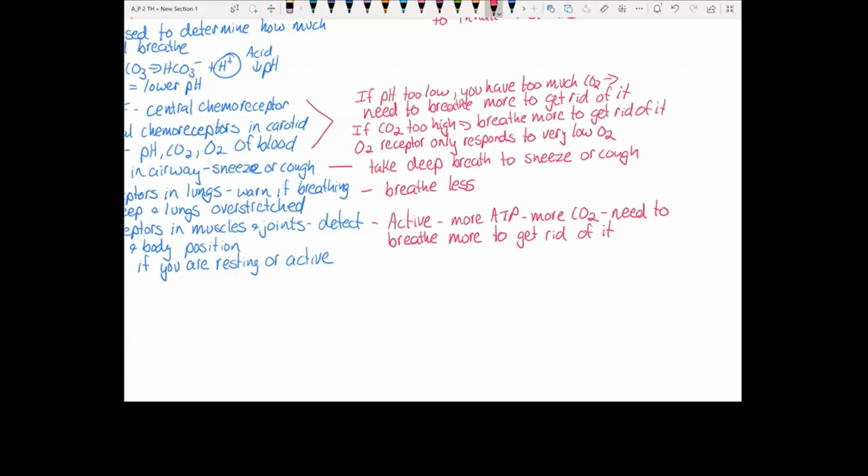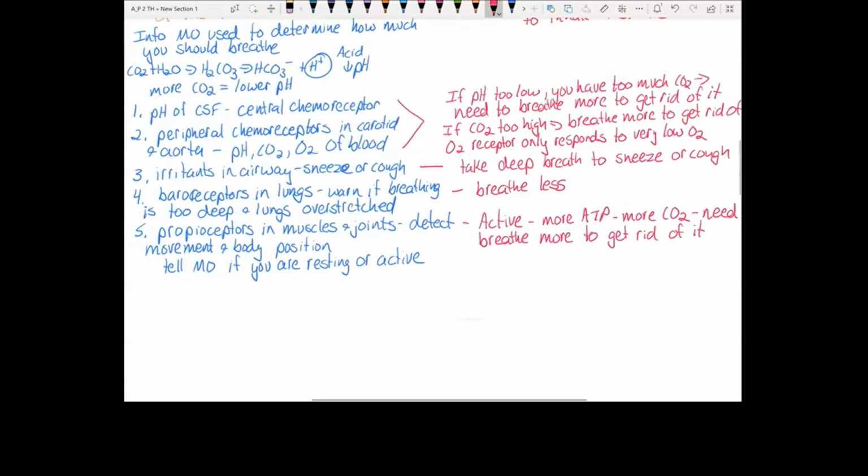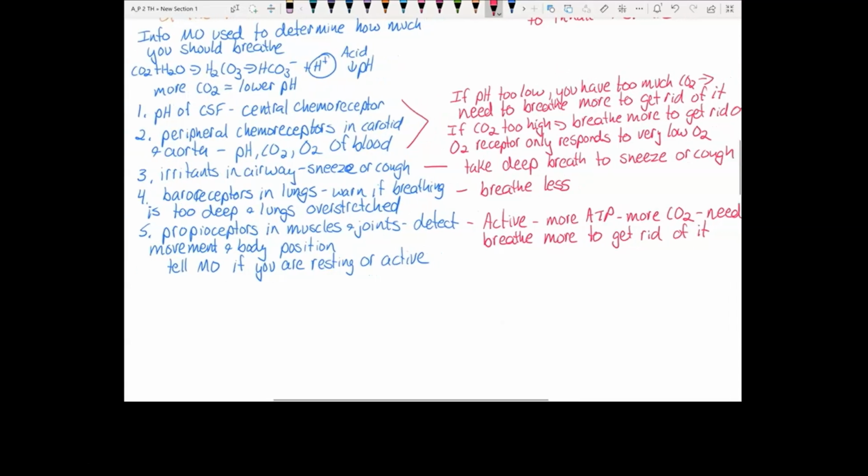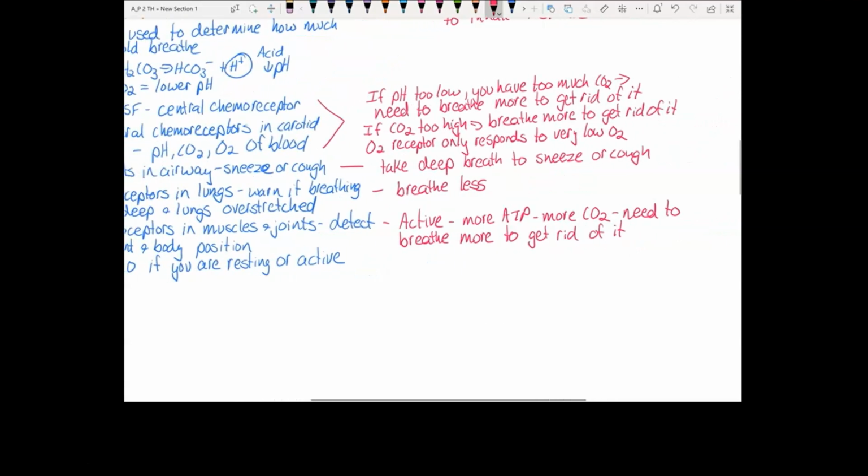So the main thing that you're doing here with like 1 and 2 and 5, these are all about homeostasis of carbon dioxide and pH. Keeping those things right. And remember with pH, you want to stay at 7.4.